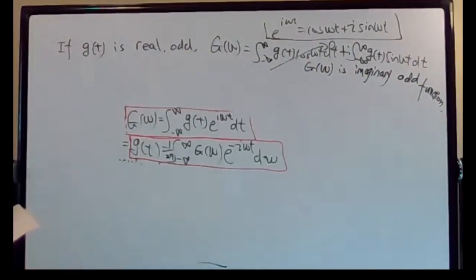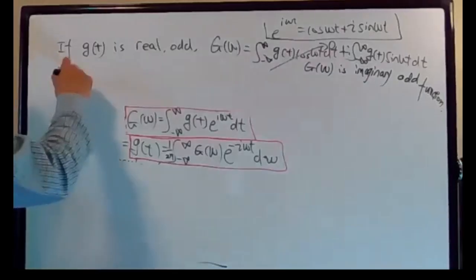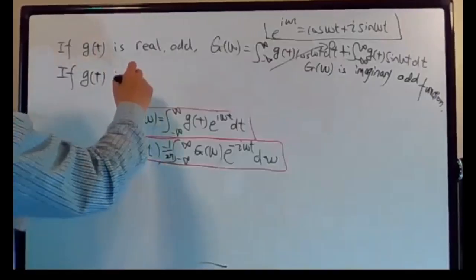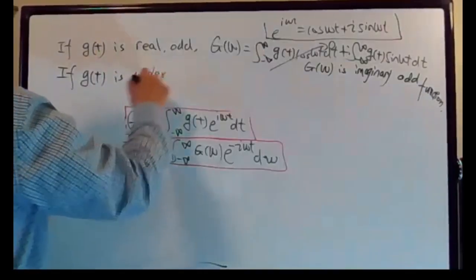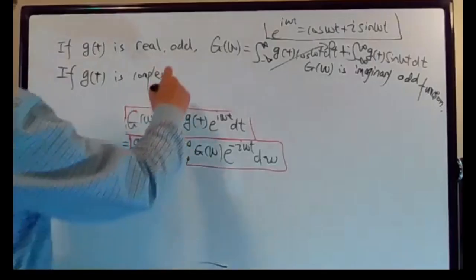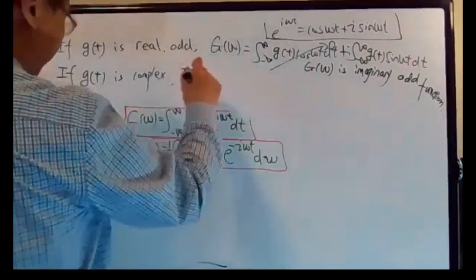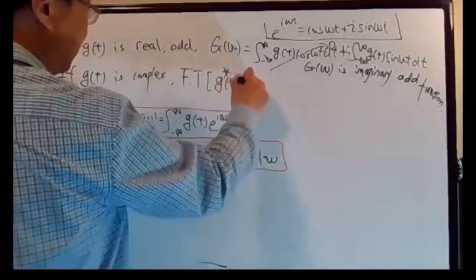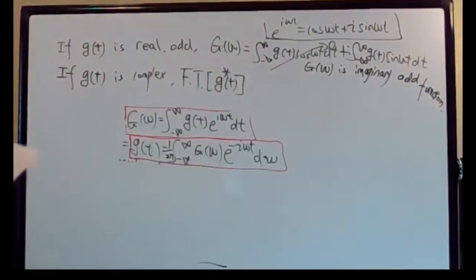Okay. So now let's take a look at the last one. If g(t) is complex, just a complex function, what happens here? It will be the Fourier transform of the g(t) conjugate.